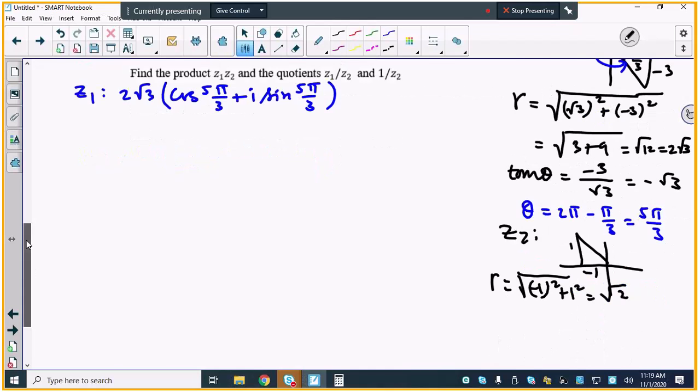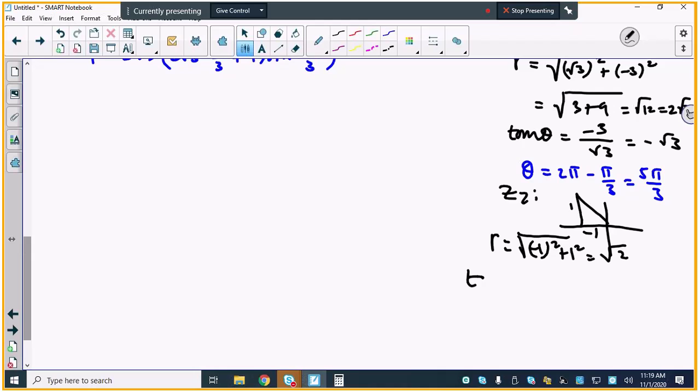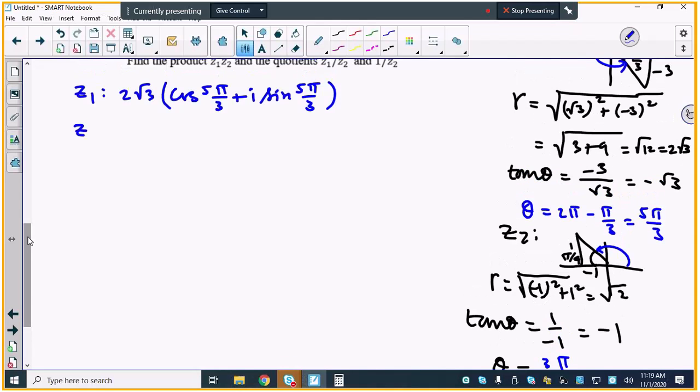Finally, we're going to work out the theta measure. So tangent of theta is 1 over negative 1, so negative 1. So theta will have the reference angle of pi over 4. But I want the angle in the standard position. So that's pi minus pi over 4, and I get to say that this is 3 pi over 4. So the complex number Z2 is square root of 2 cosine 3 pi over 4 plus I sine 3 pi over 4.